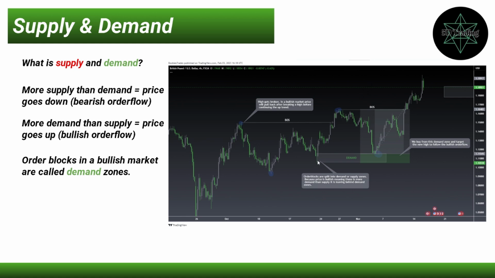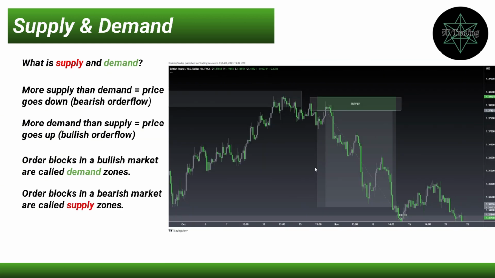Okay, so this order block here, you'll learn why we're only using this one candle and how this is an order block, but this is a demand zone. So when you're buying from order blocks, it's demand. When you're selling from order blocks, you're selling supply.